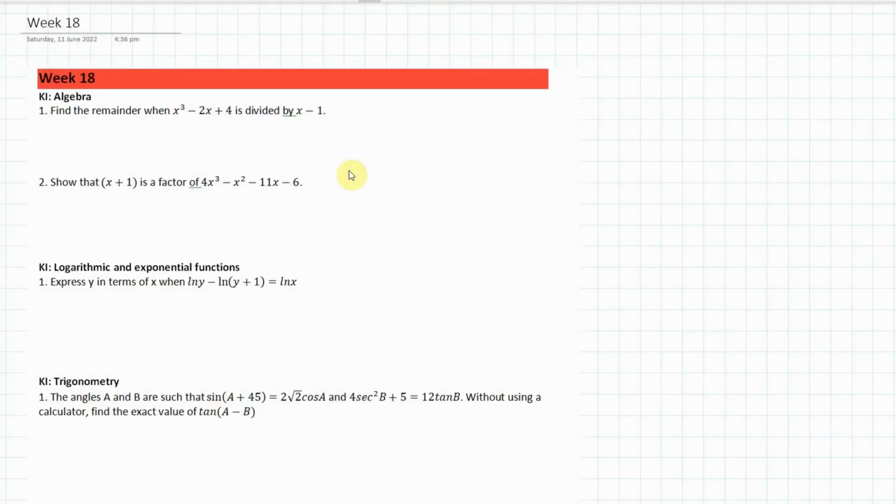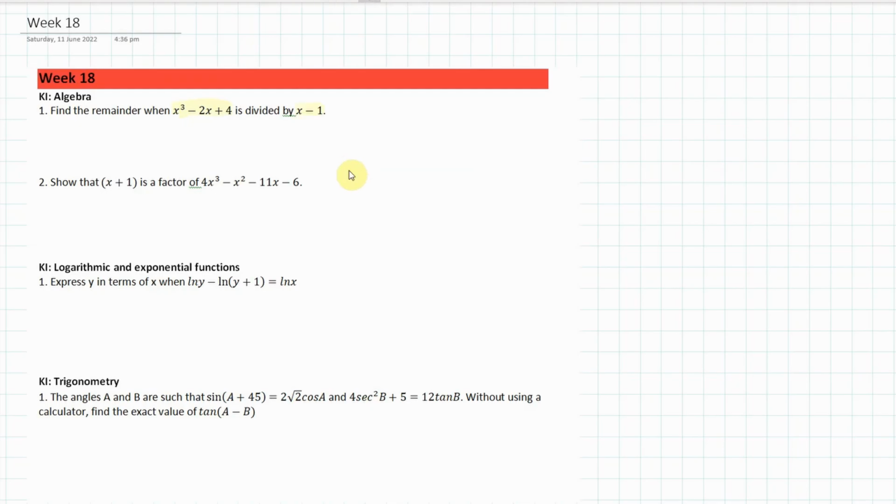Alright team, this is week 18 of Pure Maths 3 maintenance. The first question is an algebra question where we are looking to find the remainder when we're dividing x cubed minus 2x plus 4 by x minus 1.